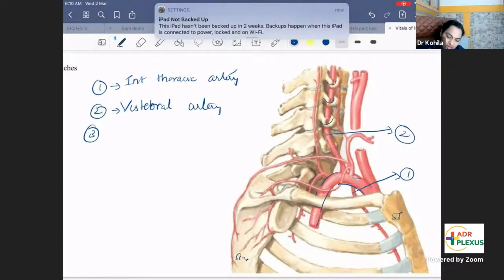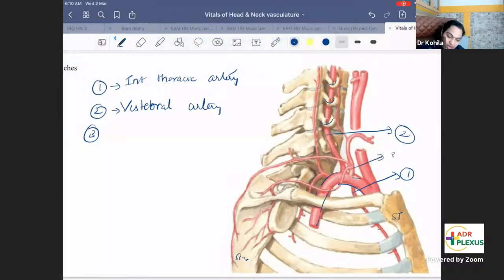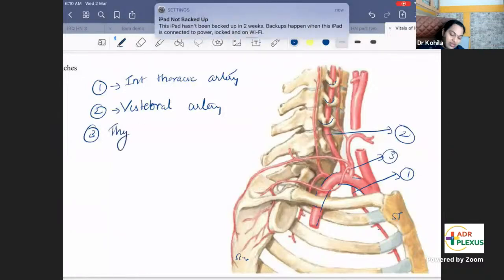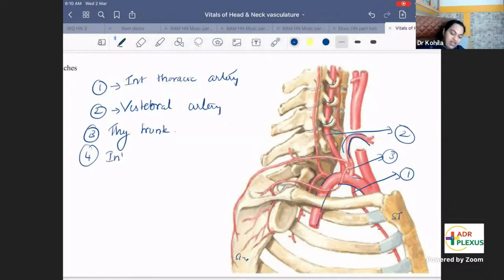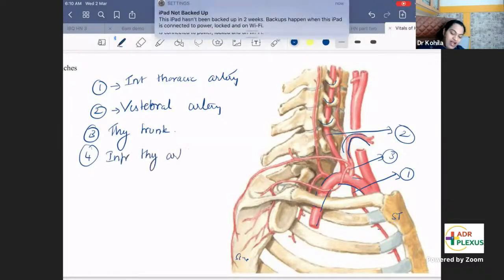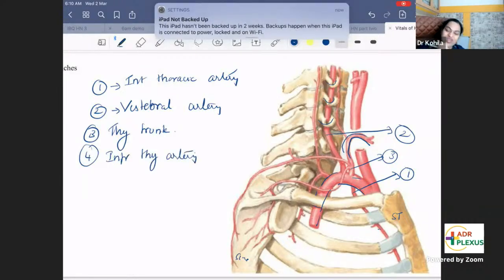And then, yeah, this is your thyrocervical trunk. From the thyrocervical trunk, the easiest one to identify is the loop. The artery with the loop course. What is that? Inferior thyroid artery. Yes. From the inferior thyroid artery, can you see an artery passing above but anterior to the vertebral artery? I'll label it as 5. It is clinically important: the ascending cervical artery.